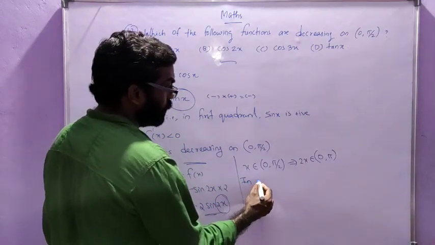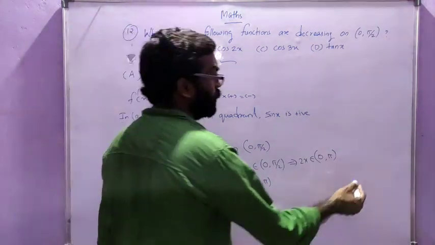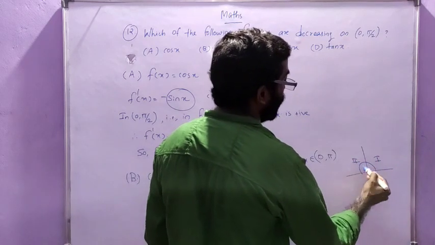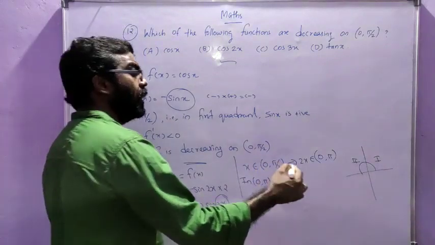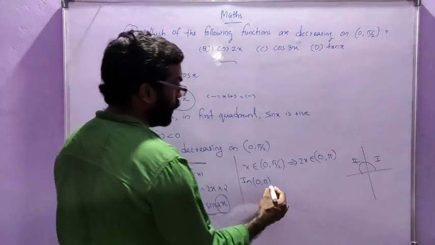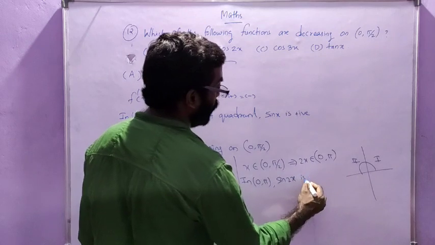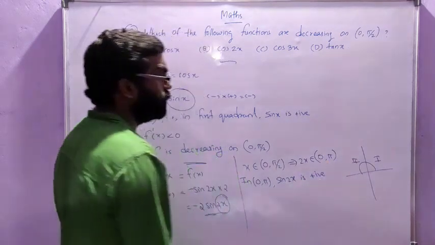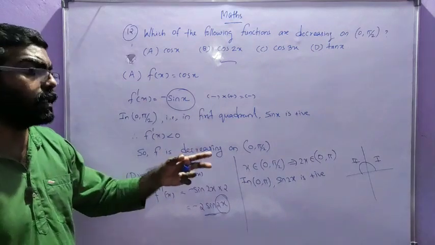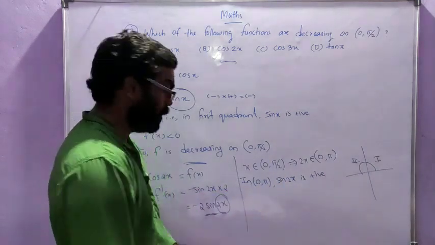So in 0 comma pi, it includes 2 quadrants, the first quadrant as well as the second quadrant. In both quadrants, sin x is positive. Here sin 2x, so we can write in 0 comma pi, sin 2x is positive, as sin x is positive in the first and second quadrant. The angle lies in the first and second quadrant. So in 0 comma pi, sin 2x is positive.